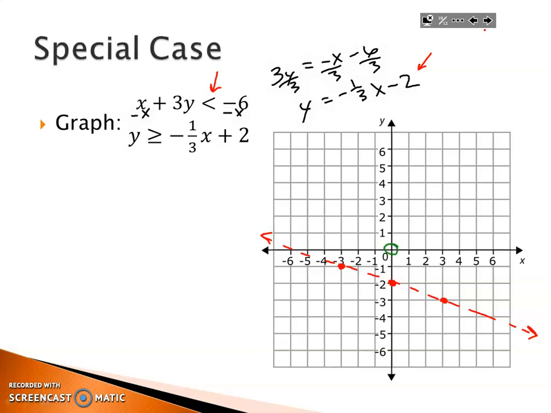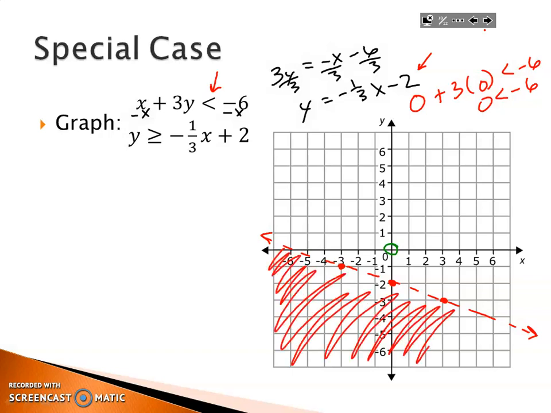Say I'm going to test 0, 0 for this one. So in red, I'm testing 0, 0. So 0 plus 3 times 0 is less than negative 6. 0 less than negative 6. That is not true. So I shade away from my test point down here. Okay? And I'm going to have to pause this video. The next video you guys have will just be like a minute long.